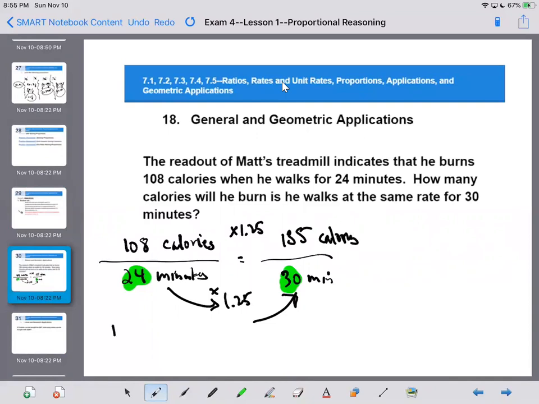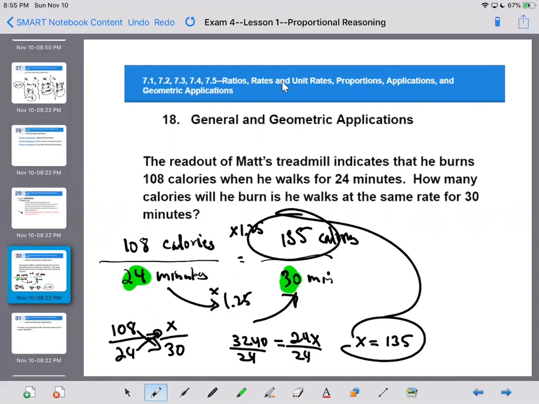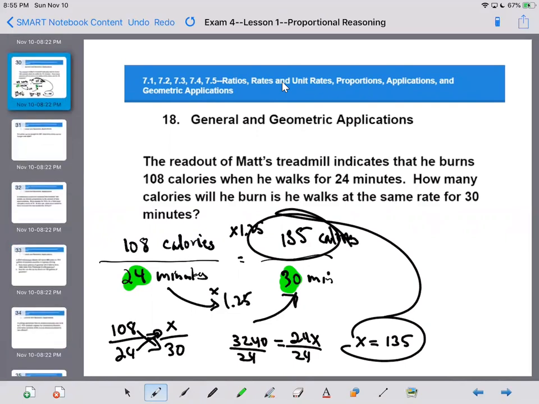Or you could take 108 divided by 24, set it equal to x divided by 30, do your cross products. So what is 108 multiplied by 30? That's going to be 3,240. 24 times x is 24x. So take 3,240 and divide it by 24. And what do you get? You get 135, and that's what we found up here. So a couple of different ways that you can solve a proportion.